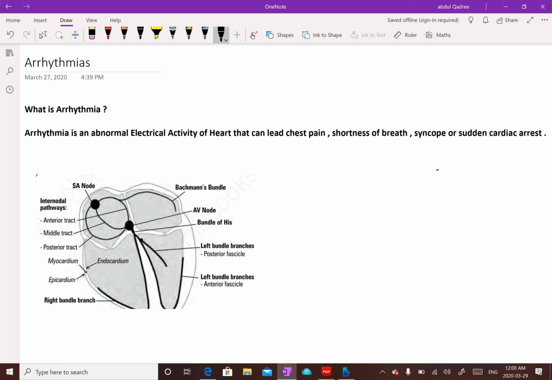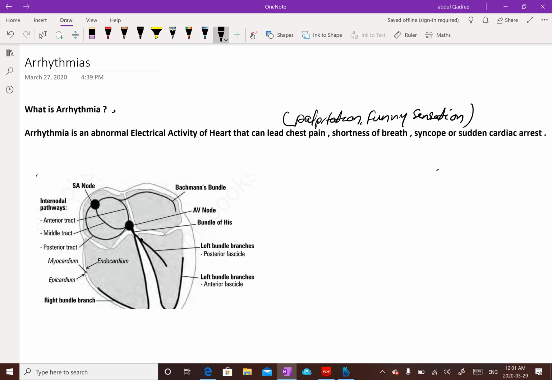All right, ladies and gentlemen, so let's continue. Let's start with our lecture called arrhythmia. What is arrhythmia? Arrhythmia is an abnormal electrical activity of the heart that can lead to chest pain, shortness of breath, syncope, or sudden cardiac arrest. Chest pain or palpitations. Sometimes people will say palpitations or funny sensations in the heart. It's a different way of people explaining their symptoms to you.